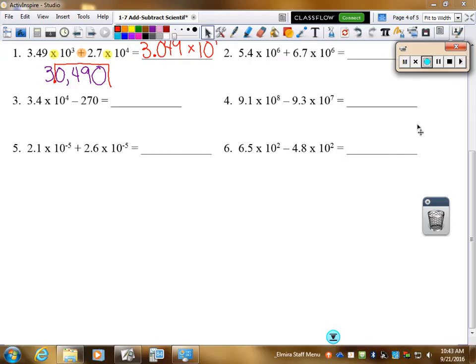Let's look at number 5 on your homework. So number 5, if you're going to type it all into the calculator, you would type in exactly what you see here. 2.1 times 10. To make the exponent of -5, you hit the caret key first, then the negative key, and 5. If you type the subtract key or you put the negative and then the caret, it will give you a syntax error. Then plus 2.6 times 10 caret -5.